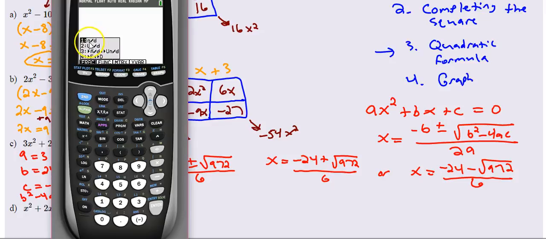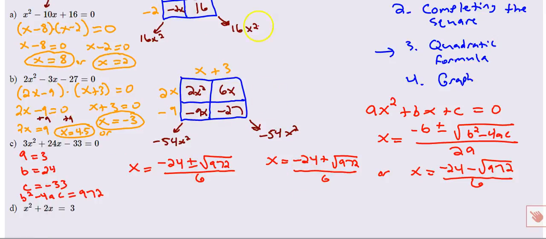And I can pull up a fraction, numerator over denominator. This is just a really nice way to enter these. So I'm just going to enter it exactly as I see it now. Negative 24 plus second square root of 972 all over 6, and hit enter. Apparently this one is 1.196. I'll round it there. So this is x equals 1.196.